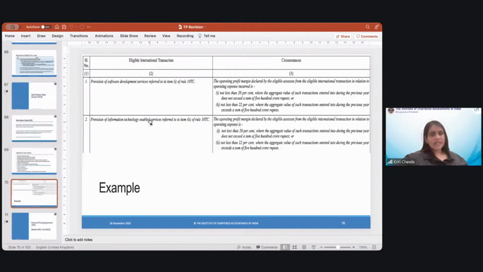The same thing for ITES services, information technology enabled services, where the operating profit margin, if the aggregate value of the transactions does not exceed 500 crores, should be 20%. Otherwise, it should not be less than 22% if the value of transactions exceeds 500 crores. So these are the kind of circumstances that have been defined by the income tax authorities. And these are the profit margins that they have also defined, that will be accepted as the transfer price if declared by the assessee.